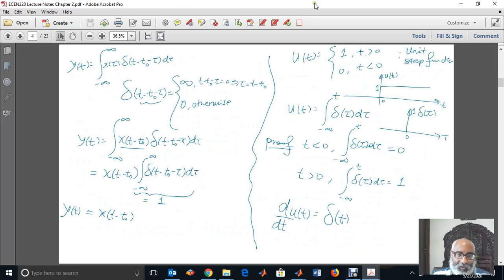Okay, so you see here, Dirac t minus t naught minus tau is equal to infinity at tau equal to t minus t naught and is equal to 0 otherwise. All right, then this will be x of t minus t naught and the integration of the impulse is equal to 1. So 1 times x of t minus t naught. So y of t is x of t minus t naught. Okay, so a delayed input. If I have a delayed system, I will get a delayed output. That means.